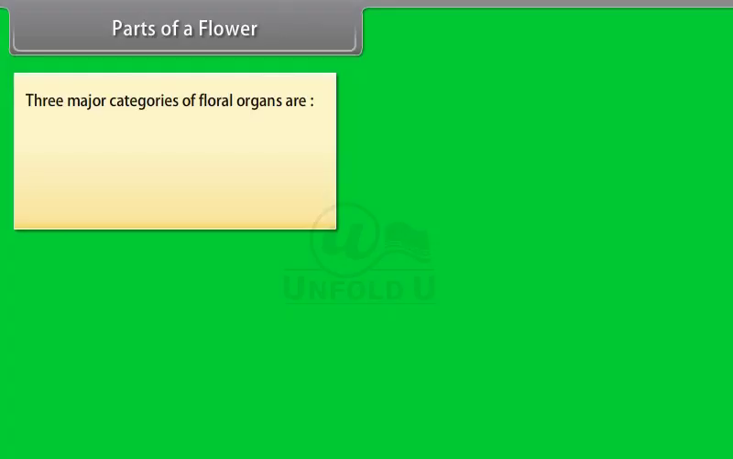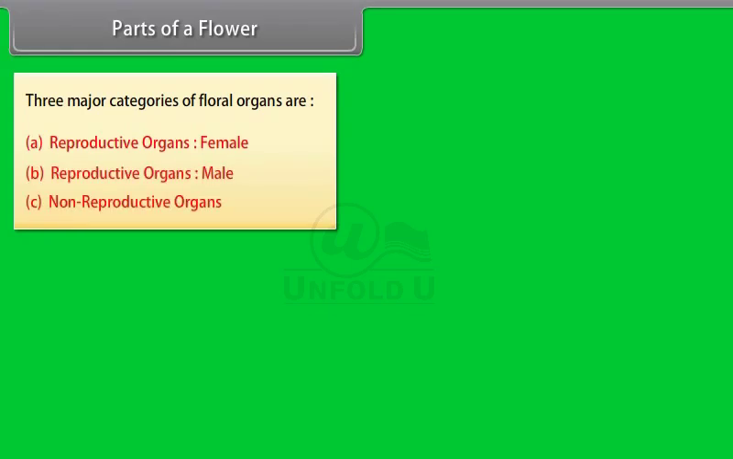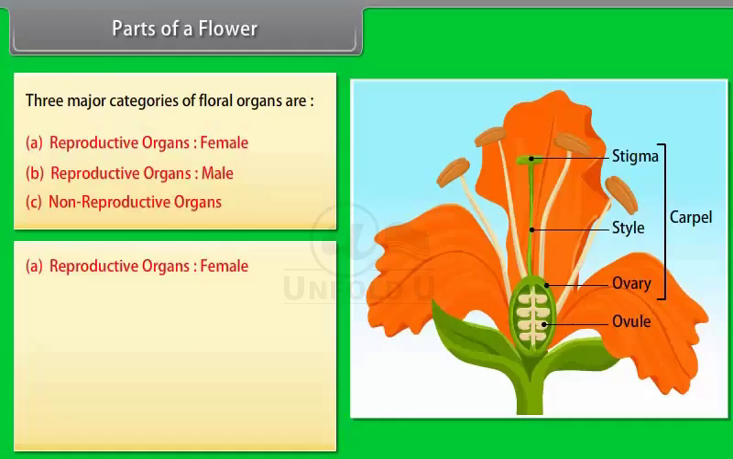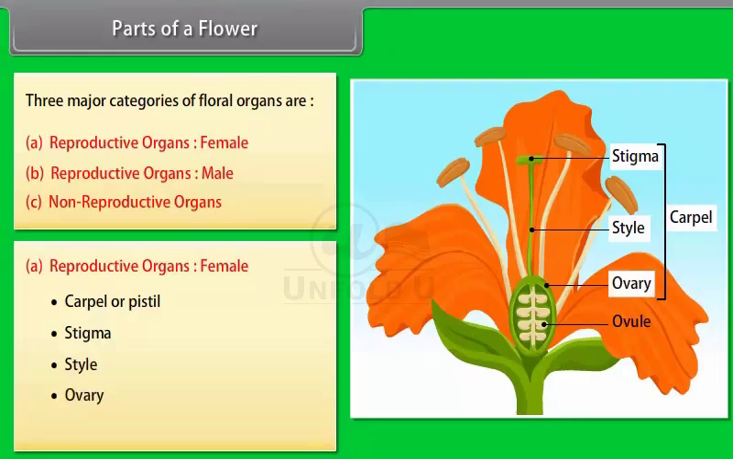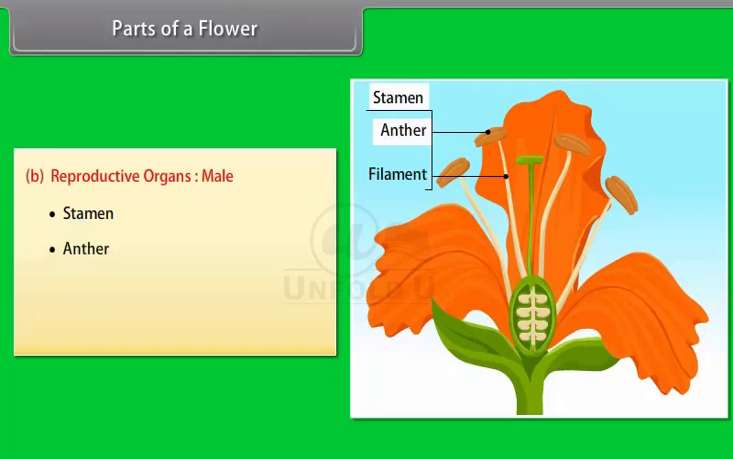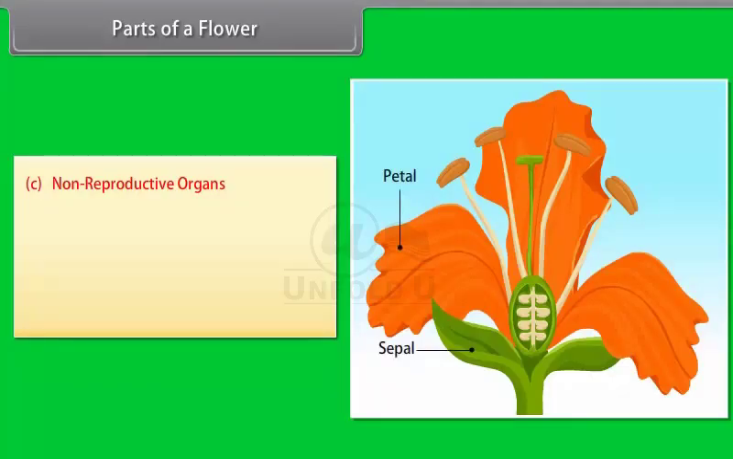Parts of a flower. Three major categories of floral organs are reproductive organs, female, reproductive organs, male, and non-reproductive organs. A. Reproductive organs, female: carpel or pistil, stigma, style, ovary, ovules. B. Reproductive organs, male: stamen, anther, filament, pollen. C. Non-reproductive organs: petals, corolla, sepals, calyx, tepals.